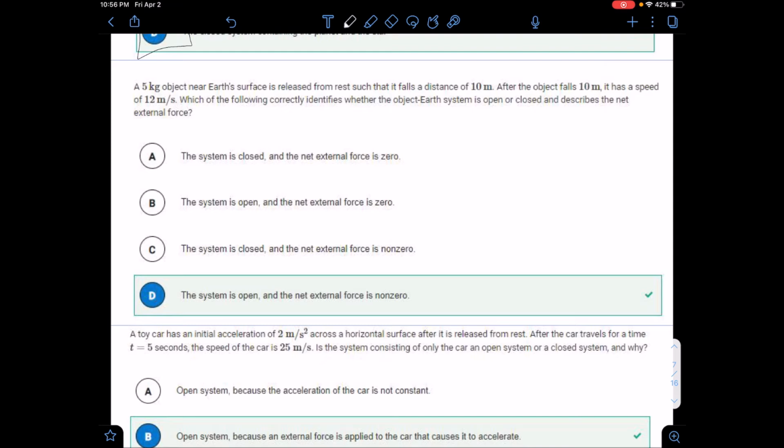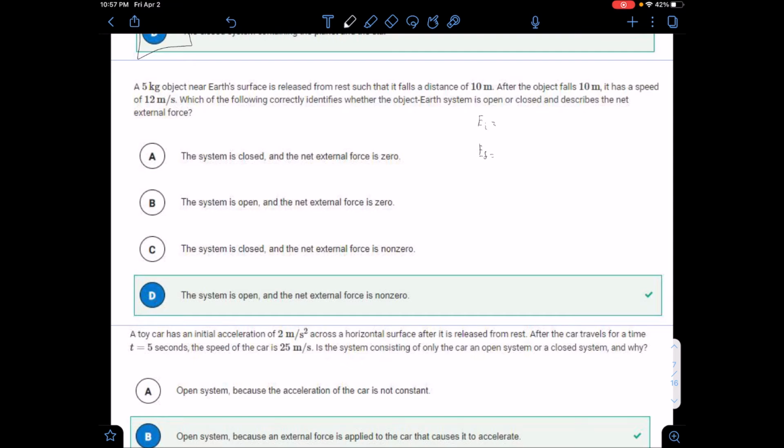All right. A 5 kilogram object near Earth's surface is released from rest such that it falls a distance of 10 meters. After the object falls 10 meters, it has a speed of 12 meters per second. Which of the following correctly identifies whether the object-Earth system is open or closed, and describes the net force? So it has a speed. So the first thing that we should do when we see a problem like this is look at our initial and final. So E initial and E final.